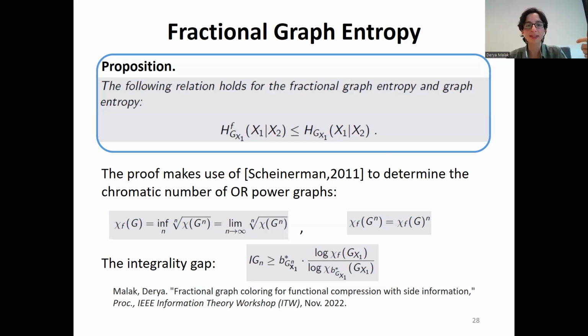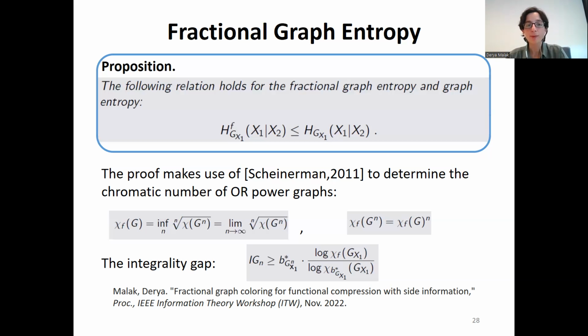And by using this also for the fractional chromatic number, we have another nice relation for the OR power graph: the fractional chromatic number for the OR power graph is the same as the fractional number raised to the power n. This indeed provides lots of simplification, because determining the chromatic number of this OR power graph is not very easy, but determining the fractional coloring number for the simple n equal to 1 case is rather easier.